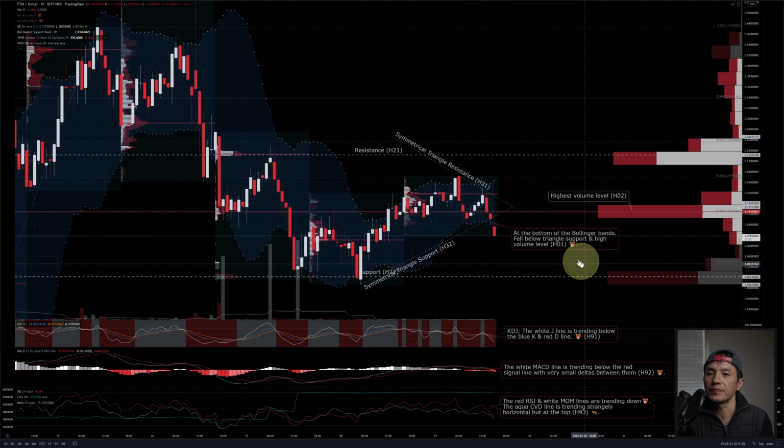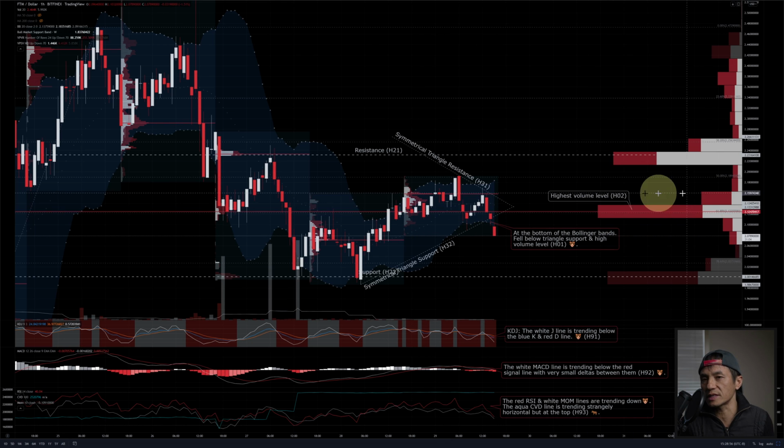Okay, good. On the hourly chart, there's another symmetrical triangle that it broke below. You see that? It broke below, and it's currently down here. So that's very bearish. And there was strong support. Strong resistance here, strong support, but it broke through it.